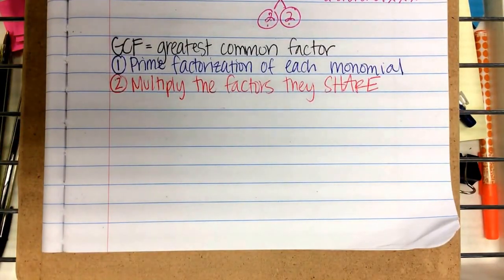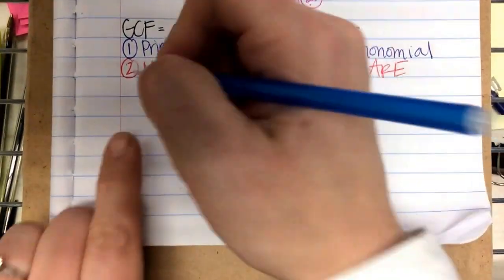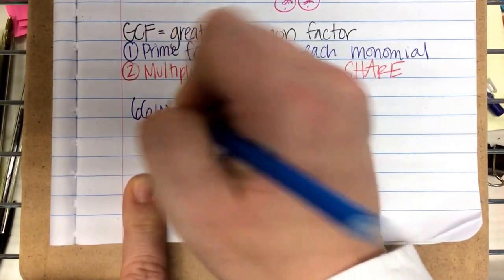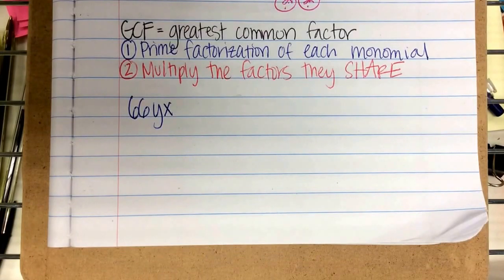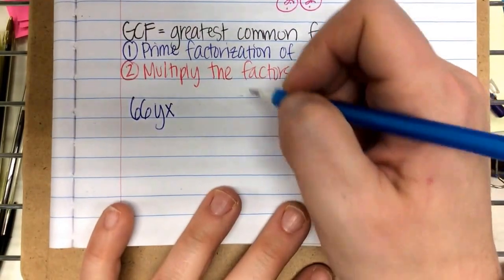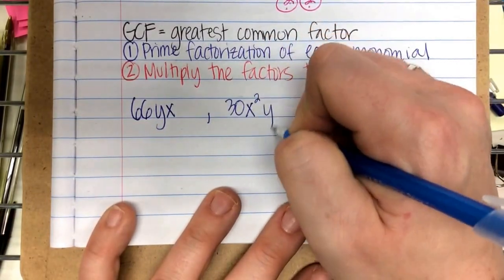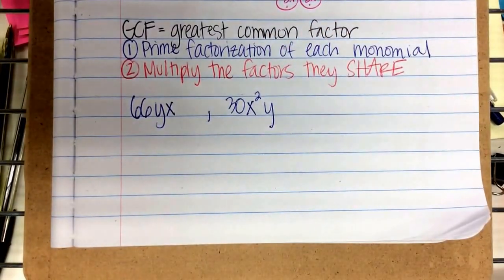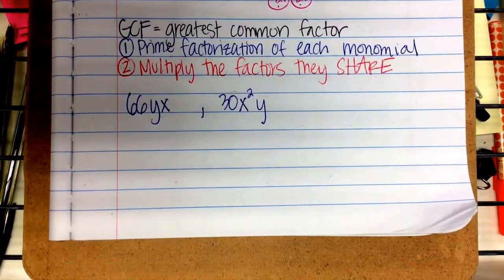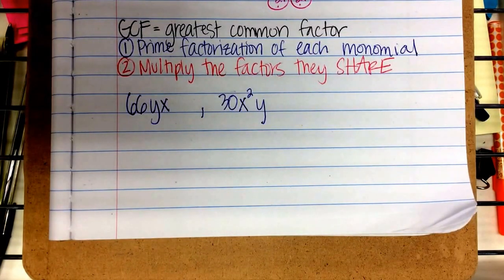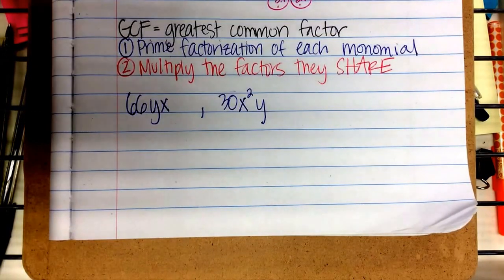You want to practice? 66yx is your first monomial. And your second monomial is 30x squared y. So the first monomial is 66yx. The second one is 30 x squared y. So we're going to split them apart.